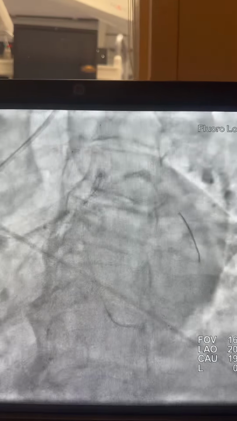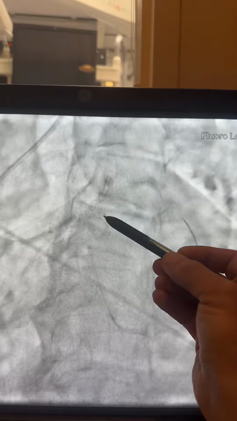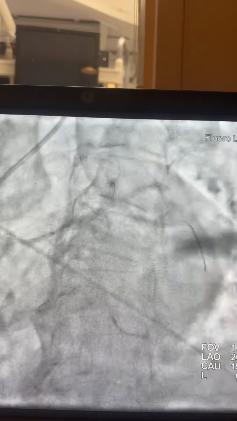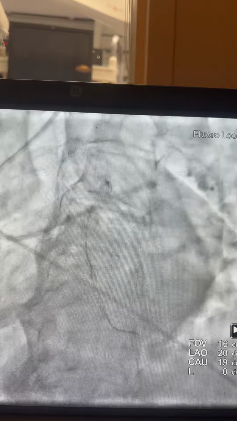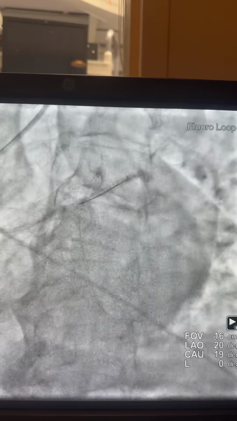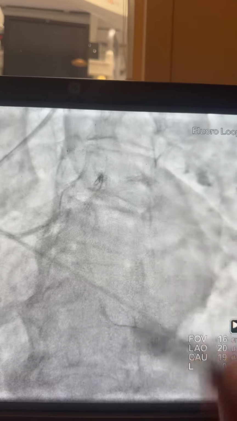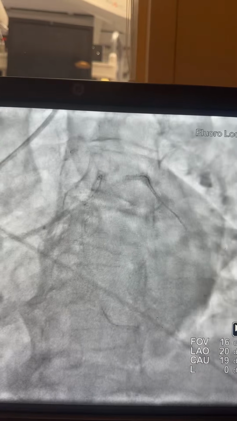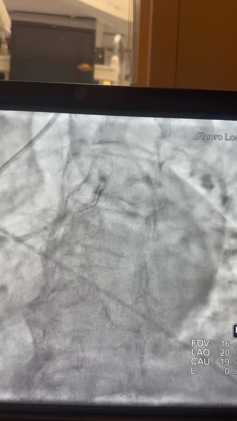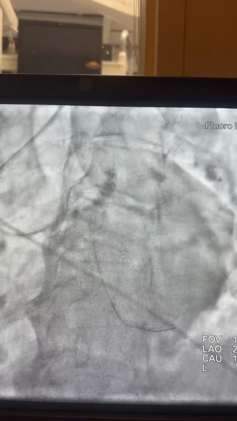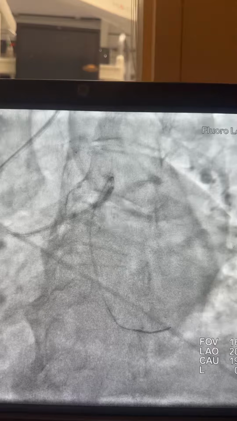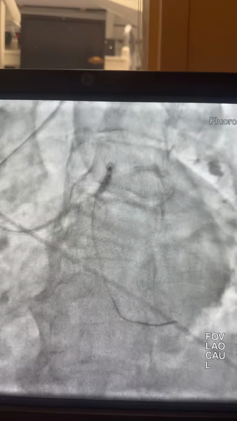And then here we have nice flow, so I'm going to pull the wire out of the diagonal and direct it toward the LAD. See that? And then toward the LAD, and then I'm going to use the same balloon to flare or dilate it across the LAD. There you go. Now we can pull the PT wire out of the LAD and place the stent.